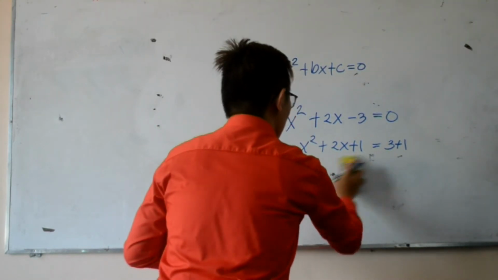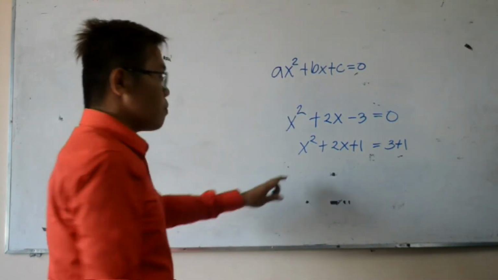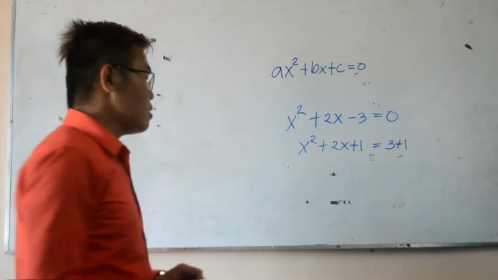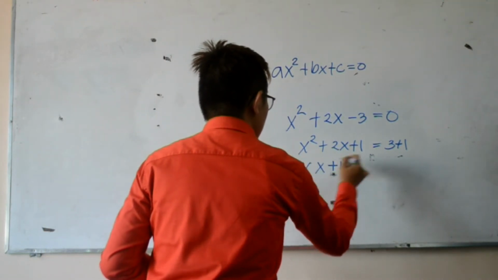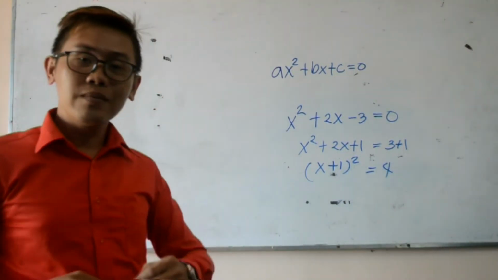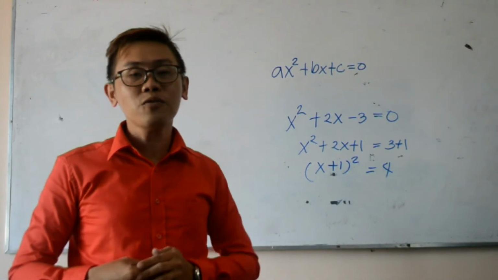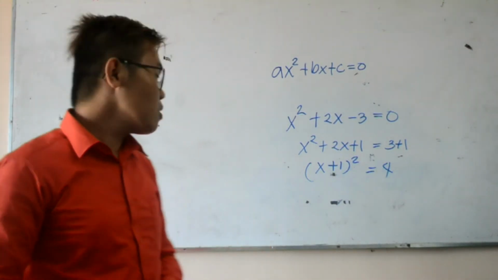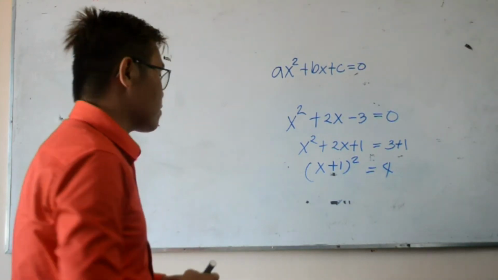The next step, of course, we need to simplify by squaring the binomial. To square a binomial, we have x plus 1 squared is equal to 4. Since we are solving a quadratic equation, we need to find the value of x. To find the value of x, we are going to take the square root of both sides of the equation.